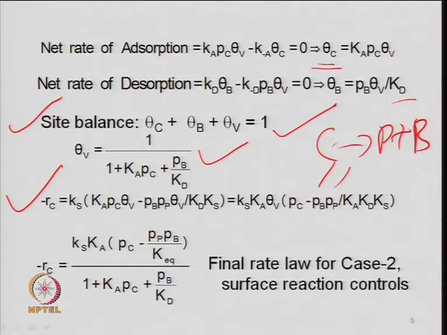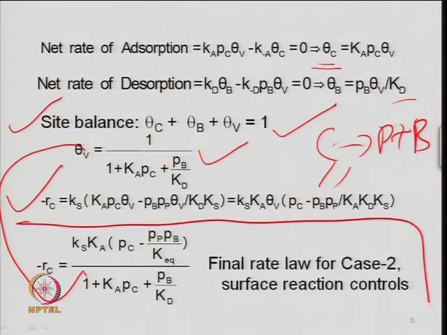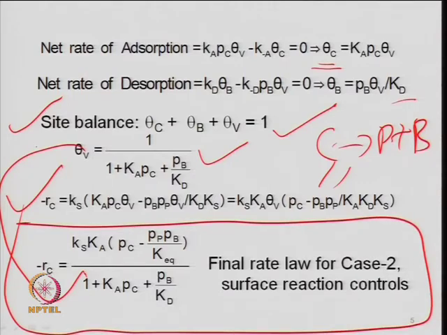So, R c, once you substitute the value of theta V also, is K s times K A, and in the bracket the terms are P c minus P p P b divided by K equilibrium, because theta V has already been calculated like this. So, theta V is substituted here: 1 upon 1 plus K A P c plus P b upon K d. This equation is the overall rate of reaction when surface reaction is rate controlling, and I told you that in most cases the surface reaction controls the rate, especially in heterogeneous catalytic reactions.